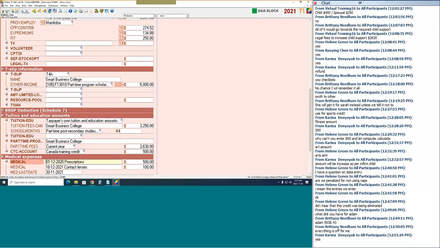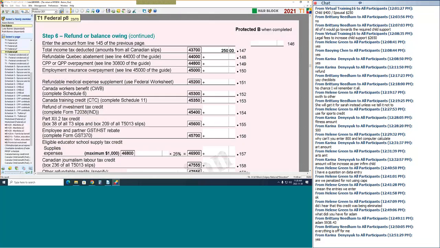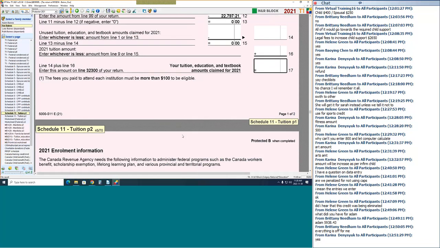The data entry is fairly straightforward. Just tell the computer that they have a Canada Training Credit that they can use, and as long as they have tuition, it will give it to them. If you want to override it, if you want to say, no, I don't want to do this, I can say no, and that will override it. And if I say no, it will take it away, and then it will allow a bigger transfer.